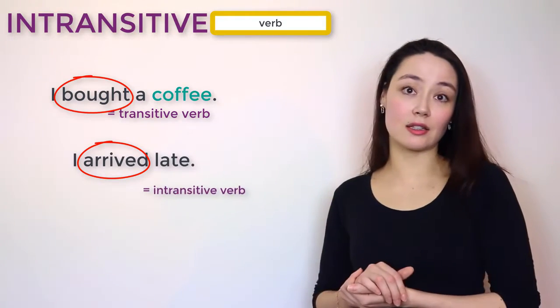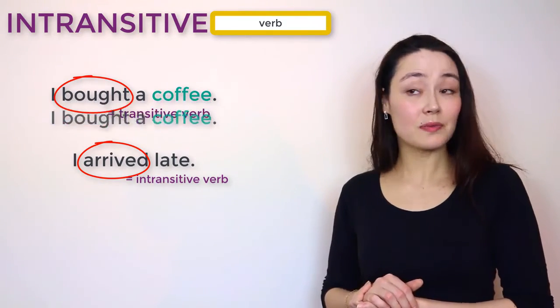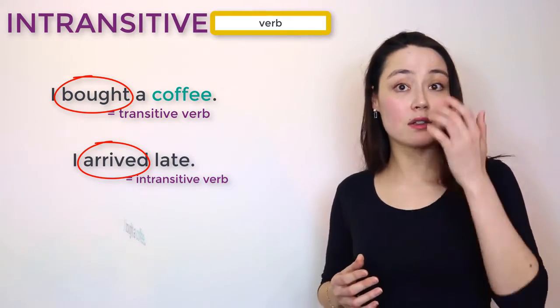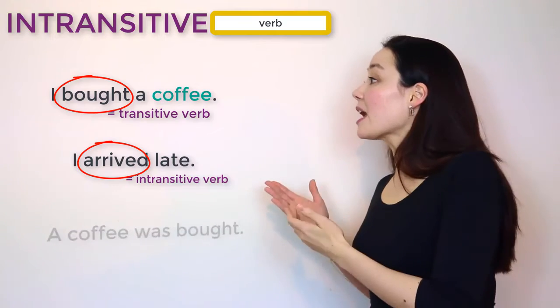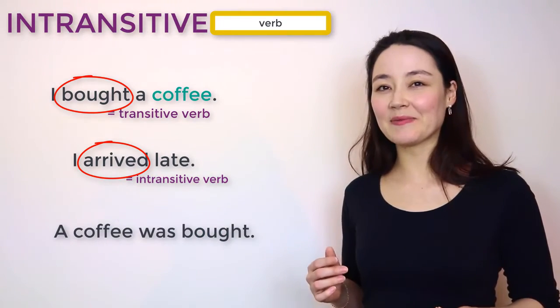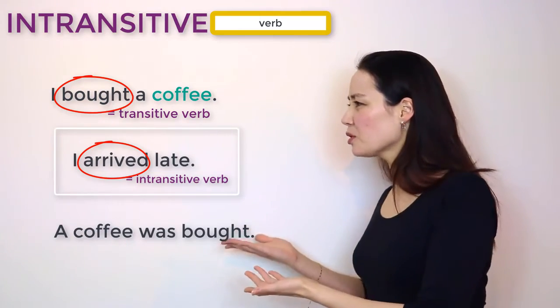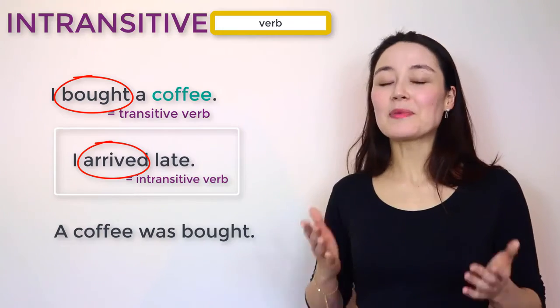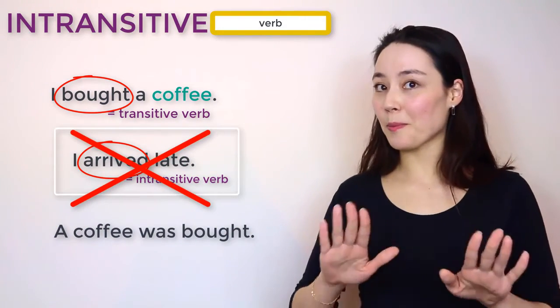It's intransitive. So, sentence number 1, if I want to make it the passive, a coffee was bought. Perfect. Sentence number 2, it's not possible. Intransitive verbs, no passive.